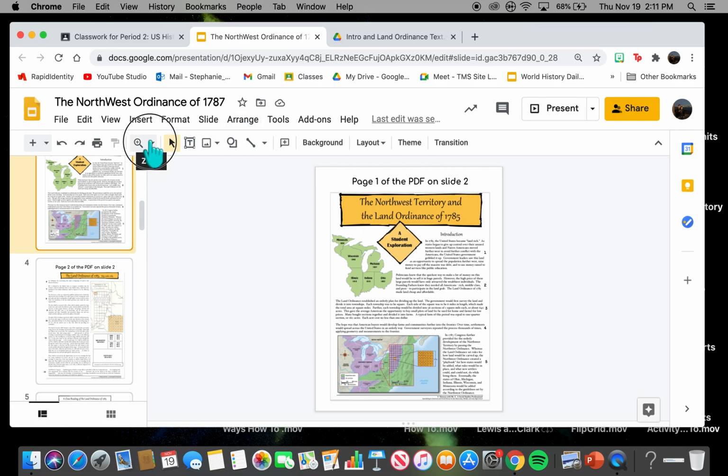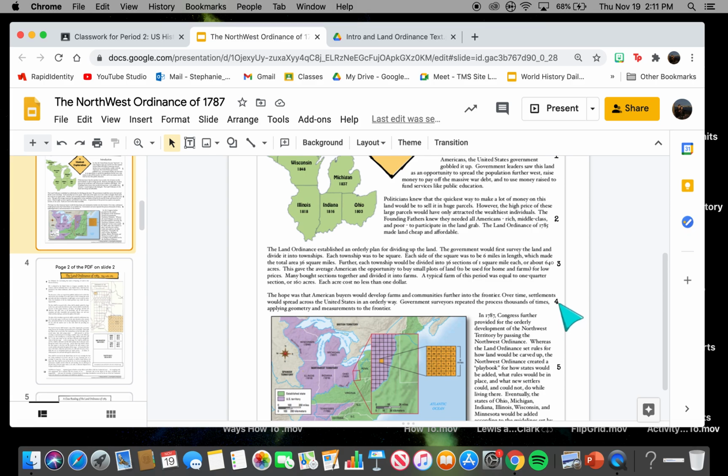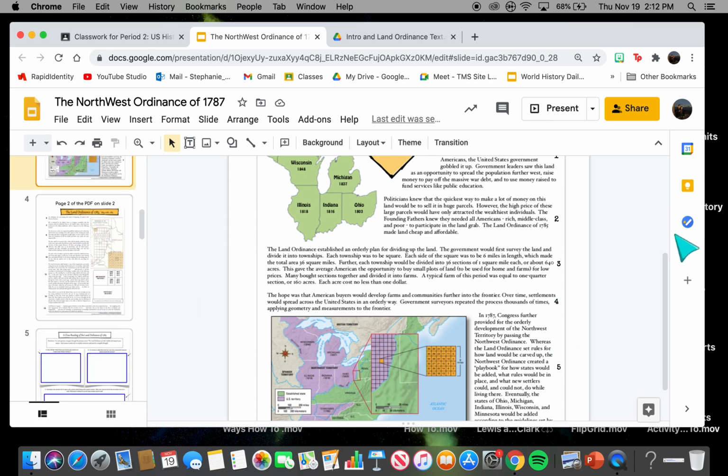Also, if you look on this paragraph, you'll see that I put paragraph numbers. Those are going to become important. Those are going to be important when it comes to slides 5 and 6. So make sure that you are aware of the paragraph numbers.